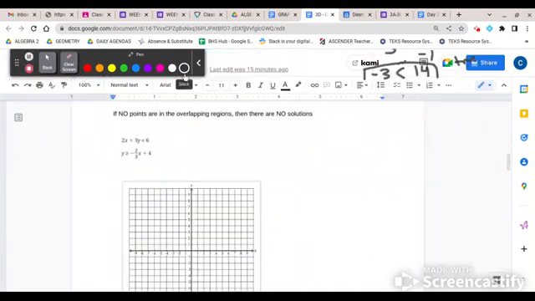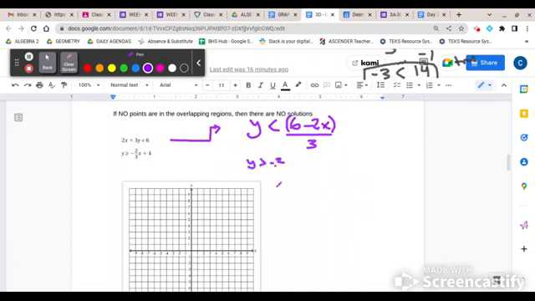Okay, on the next part, it says if no points are in the overlapping regions, then there are no solutions. So let's do these problems real quick and solve it out. I don't want to take a whole ton of time on this one, but I just want you guys to sort of see it. So first thing, 2x plus 3y is less than 6. We want to get the y by itself. So y is less than 6 minus 2x over 3. And on this one, the y is already by itself. So we have y is greater than negative 2/3 x plus 4.